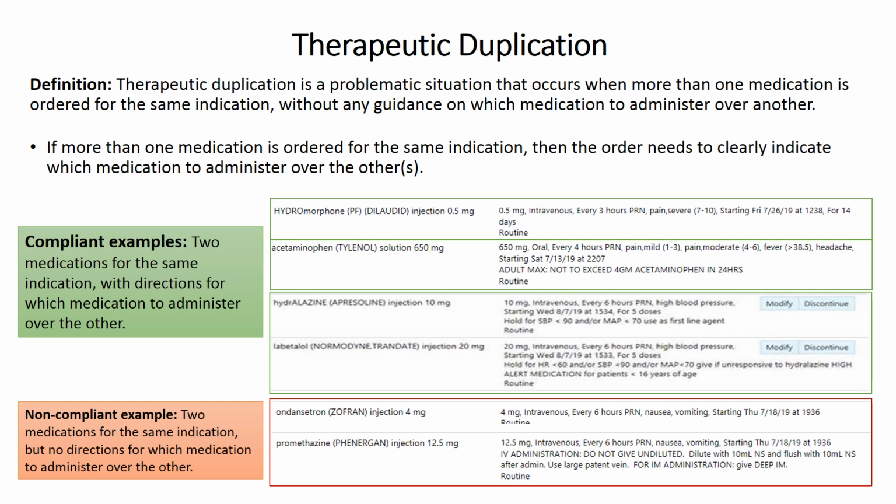The non-compliant example: 2 medications for the same indication but no directions for which medication to administer over the other. So Zofran 4 milligrams every 6 hours as needed for nausea and vomiting starting this date and time. Phenergan IV every 6 hours, nausea and vomiting, starting this date and this time. So 2 medications, same reason you would be given them. They treat the same thing, but no direction or guidance as to which one to give over the other. So that would be a non-compliant example.